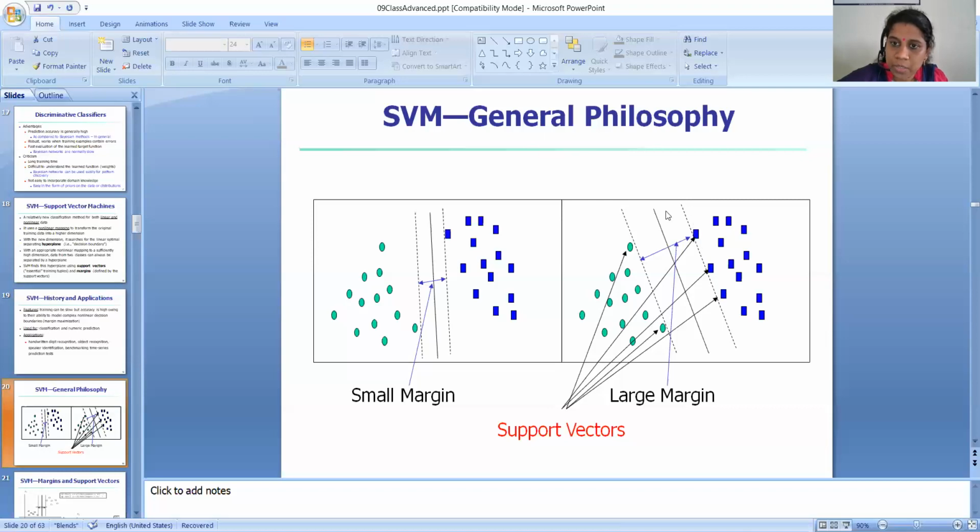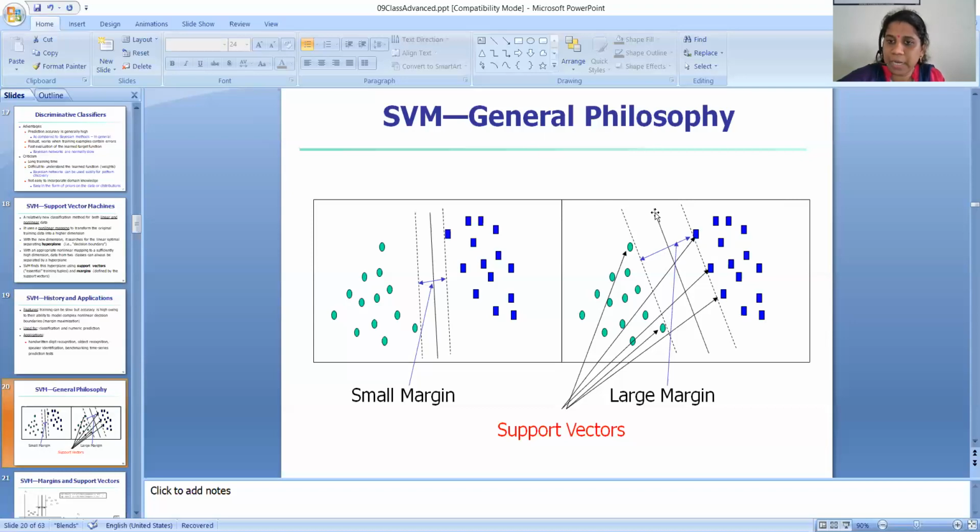These support vectors allow us to draw a margin, so that whatever points come beyond this margin belong to this class, and whatever points come on the other side of this margin belong to the other class.